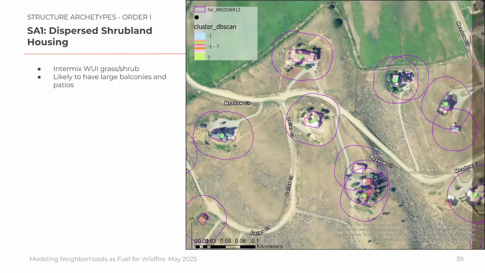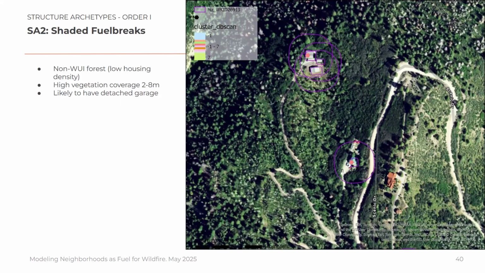So the first structure archetype in large lot rural housing is dispersed shrubland housing. This is all grass and shrub area, and these structures are likely to have large balconies and patios. The next is shaded fuel breaks. These are just names that I gave them. And shaded fuel breaks are actually in wildlands. There's not enough structure density for it to actually be considered the built environment. But they're in timbered areas. There's a lot of vegetation coverage, especially in the defensible space, and they're likely to have a detached garage.